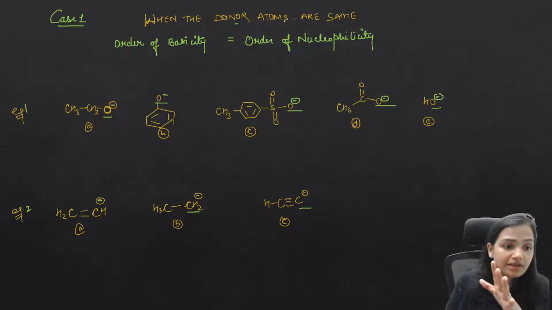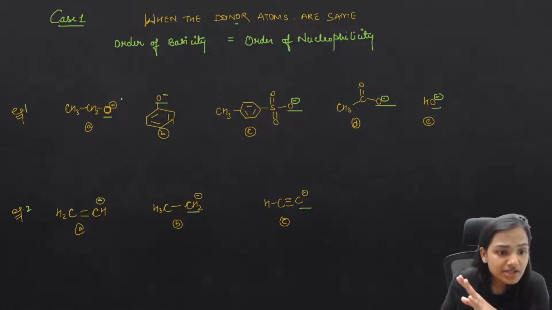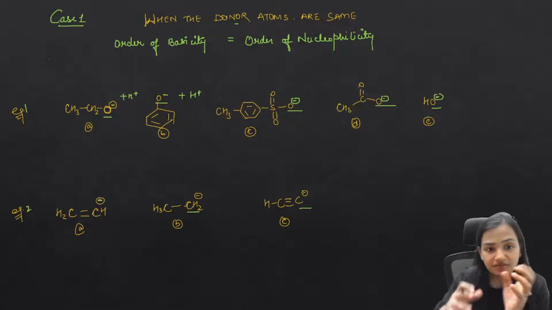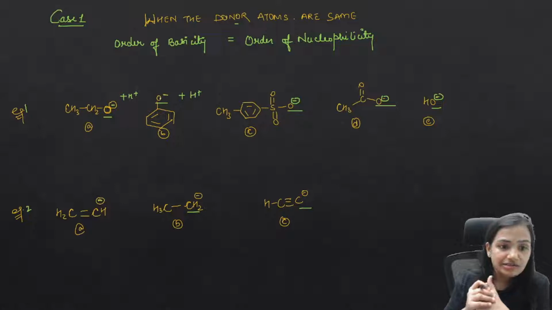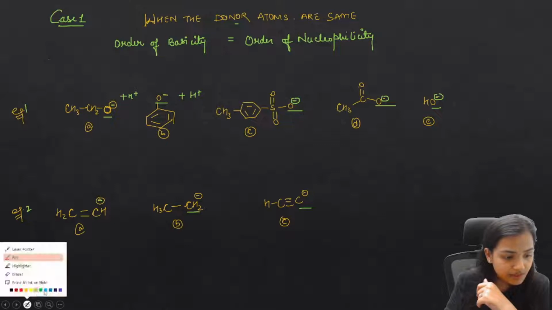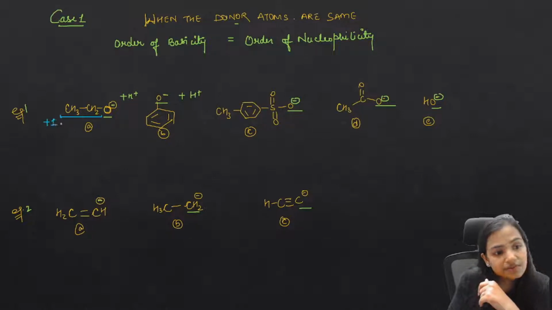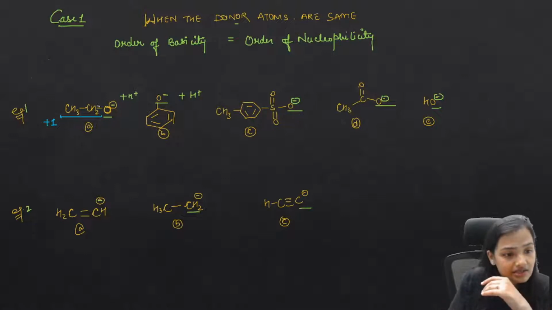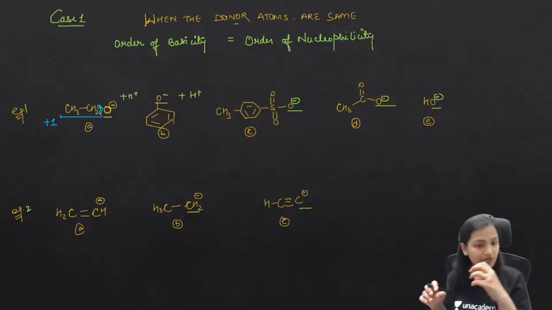In this particular question, let's talk about the basic strength. Every species has to accept the proton for a molecule to show basicity. So who will accept the proton faster? If you see the basic strength, here the CH3 and CH2 are causing a plus I effect. Because of the plus I effect, the electron density over the oxygen atom is increasing, and hence it is becoming a good base.